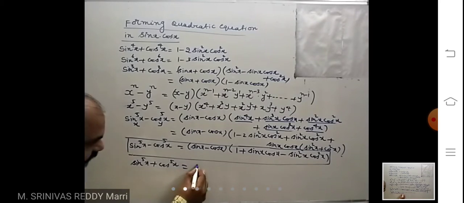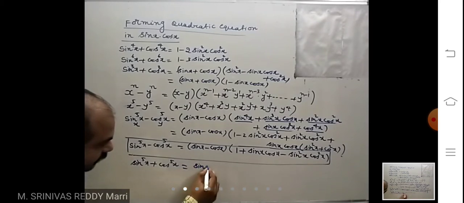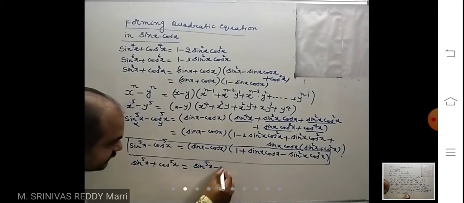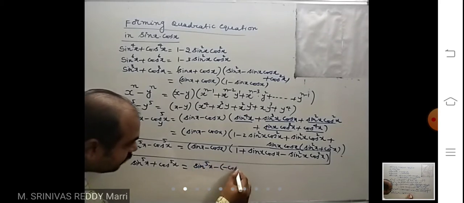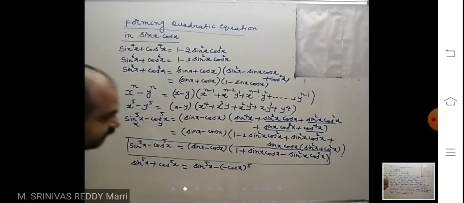Now suppose sin power 5x plus cos power 5x. Suppose you got this one, sin power 5x plus cos power 5x. This can be written as sin power 5x minus, cos x whole power 5, minus cos x whole power 5.